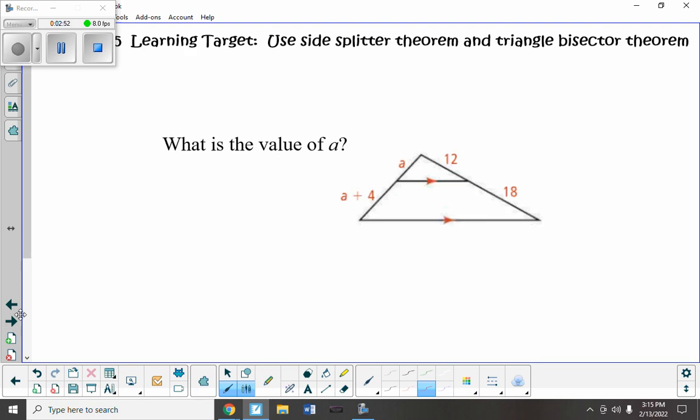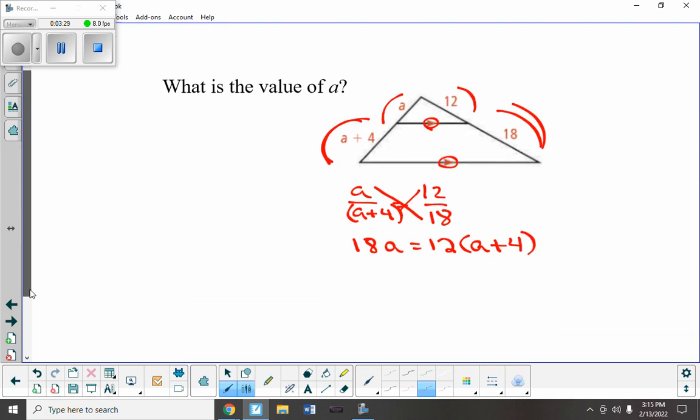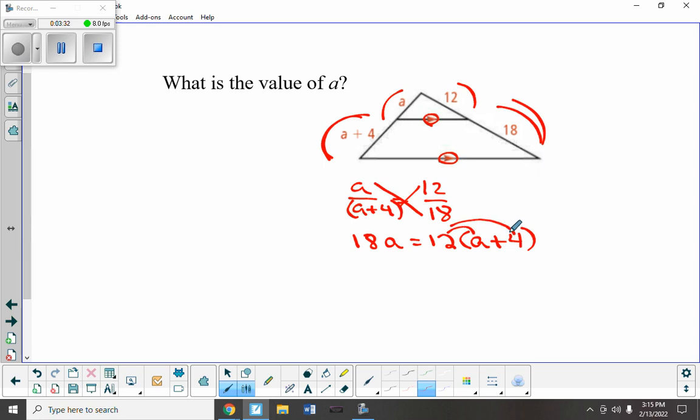Let's do another one. What is the value of a? Well, again, we have parallel lines here dividing the triangle, so we can say that a is to a plus 4 as 12 is to 18. And we cross multiply. So we have 18 times a equals 12. And again, there's a quantity here, so we need parentheses, because 12 is getting multiplied by that entire expression, a plus 4. And so we'll distribute to solve the equation.